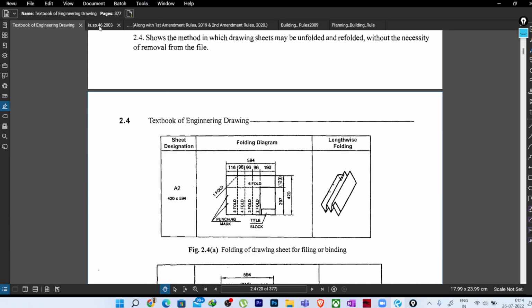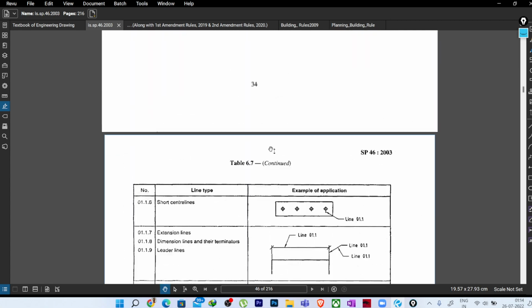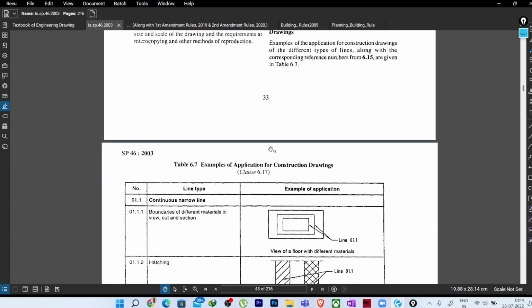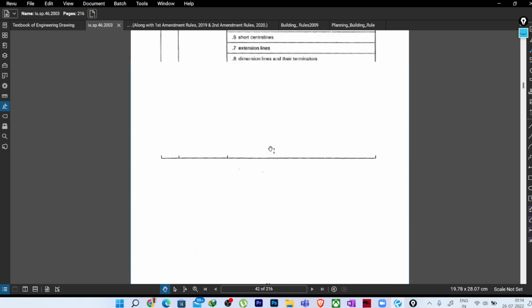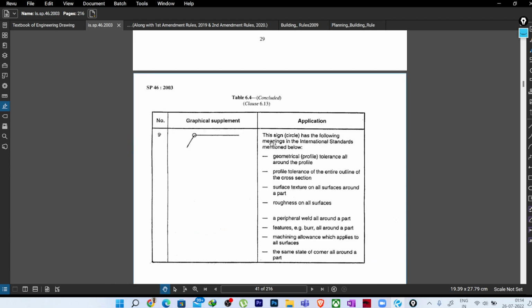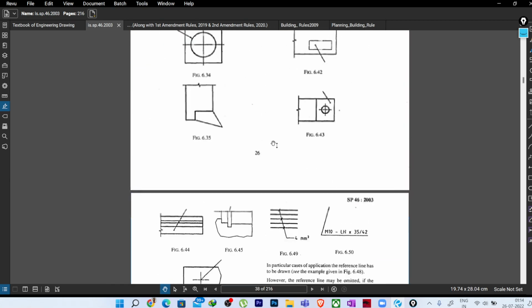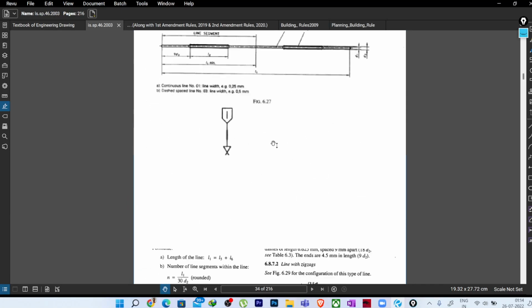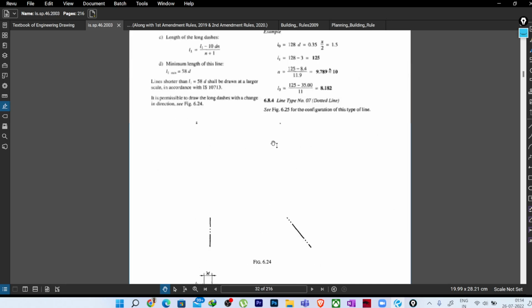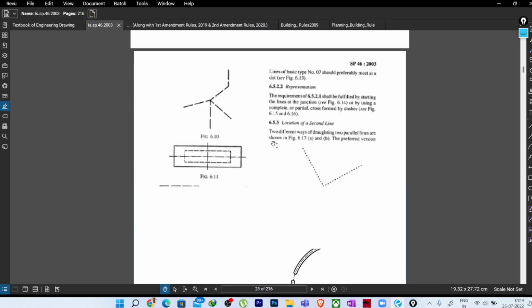Now one more thing I will explain is the folding of those papers. After making the drawing, suppose we have already made the drawing and we need to fold it to send it to the site. It's not like you can fold it in any way, so there are also rules to fold the paper. Let me give one example and you can then have a look at this particular code so that you can understand it.